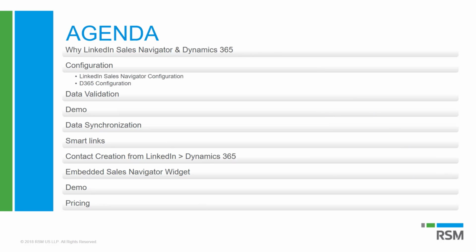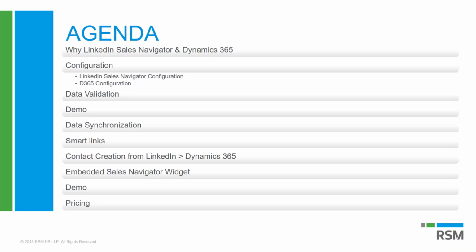So what we're going to discuss today is the configuration of both LinkedIn Sales Navigator and the configuration in Dynamics 365, because you need to configure those from both applications. Then we're going to talk about data validation. I'm going to have a lot of demos in here as well, because I am really a visual person, and I'm sure you would prefer watching a demo versus just death by slides.